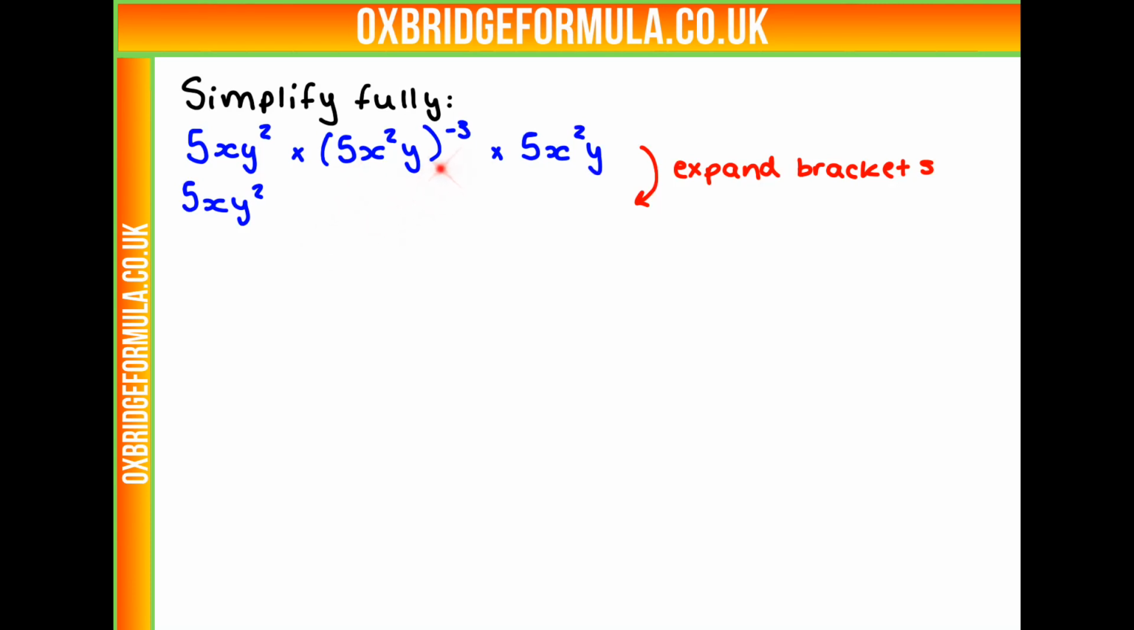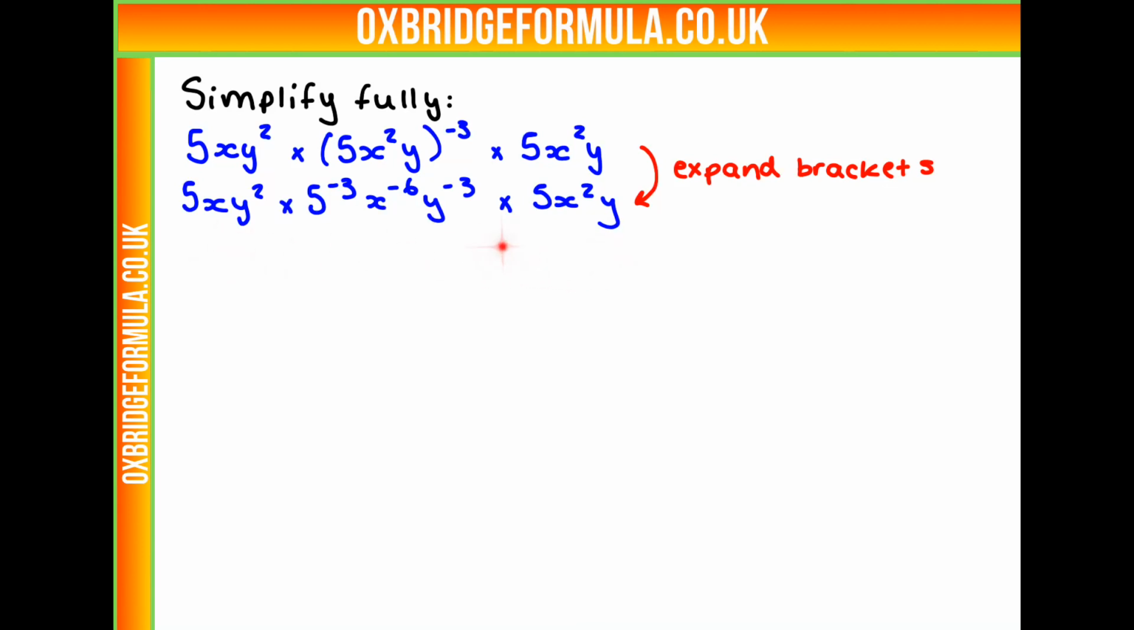And then for this one, we have something in brackets all to the power of minus 3. So what do we need to do to expand these brackets? We're going to raise each term to the power of minus 3. So that's going to be 5 to the minus 3, x to the minus 6, because we're timesing our power 2 by minus 3, and then y to the minus 3. And again, this one doesn't really need to change. We're just going to get 5x squared y.